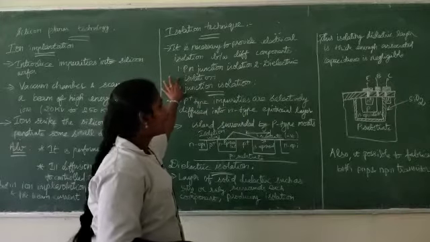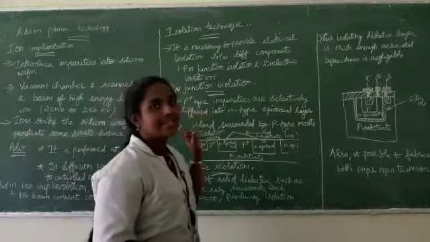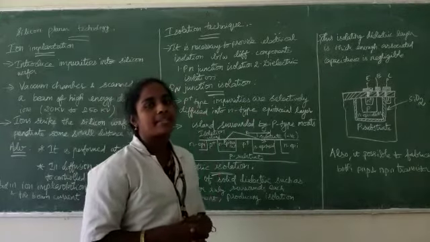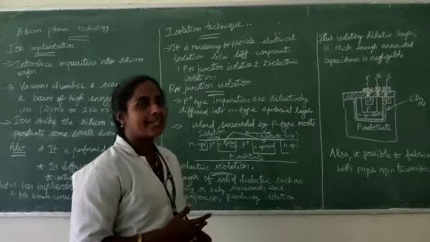The first method is the PN junction isolation. The second method is the dielectric isolation.